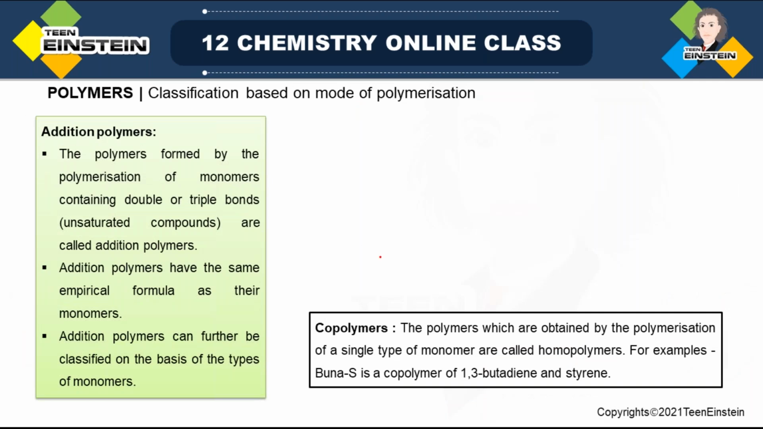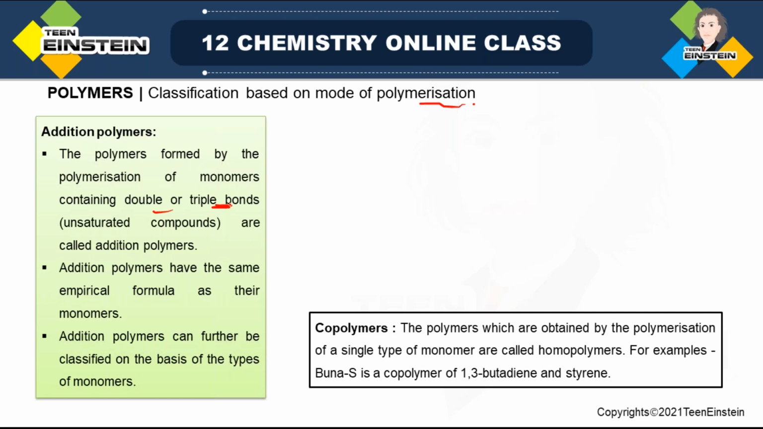Now the third classification, based on the mode of polymerization, that is how you are actually making this polymer. Based on that also, classification is possible. Suppose we are doing this by addition polymerization. That is why these polymers are known as addition polymers. These polymers are formed by polymerization of monomers containing double or triple bonds. That means they will be unsaturated compounds and they will be connected to each other by simple addition. There is no removal of small molecule. Addition polymers have the same empirical formula as their monomers. So that is important information.